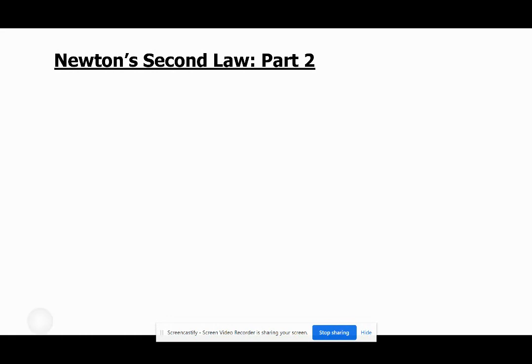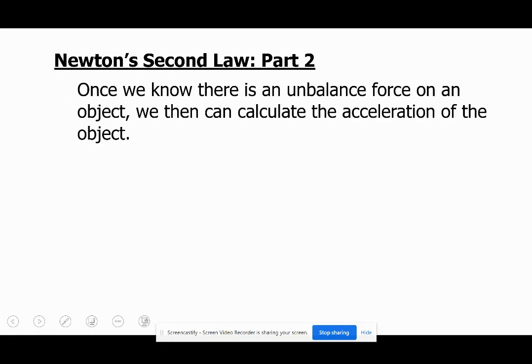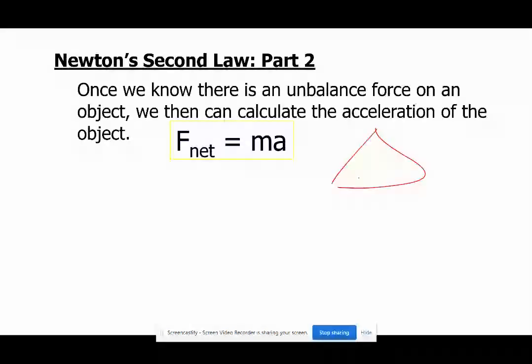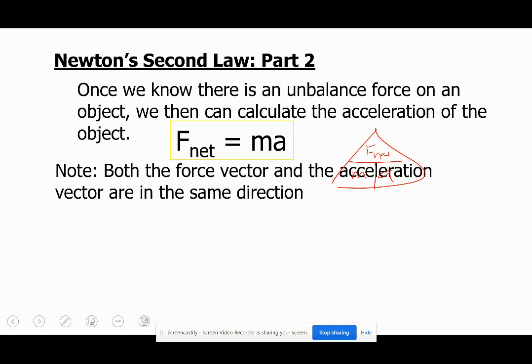Now let's revisit Newton's second law. That's the one with the equation. That's F net equals ma, or you might recall me writing a triangle where I had F net on the top, and mass and acceleration on the bottom. Both the force and the acceleration are vectors, and so they have to have a direction with them.